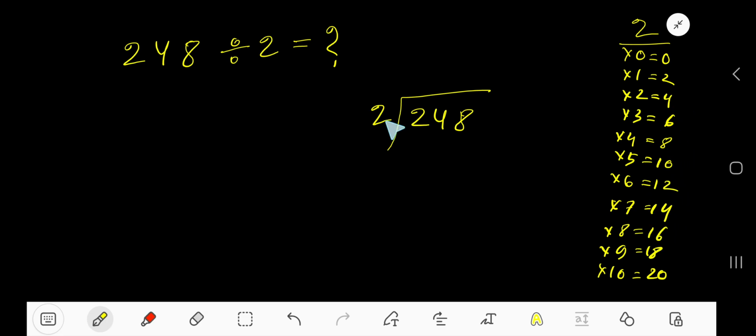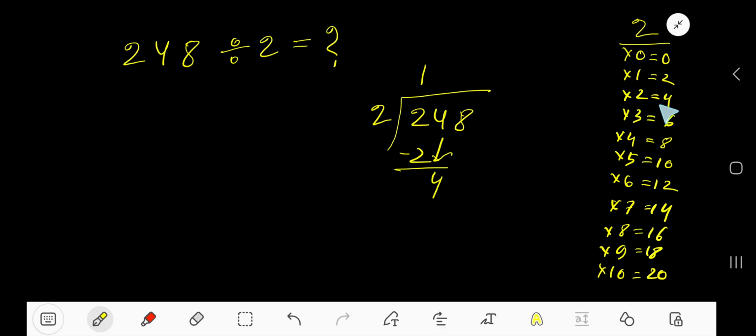This process will continue. 2 goes into this 2 how many times? 2 goes into 2 one time. Now 1 times 2 equals 2. Subtract, you get 0. Bring down this digit. 0 4 means 4.